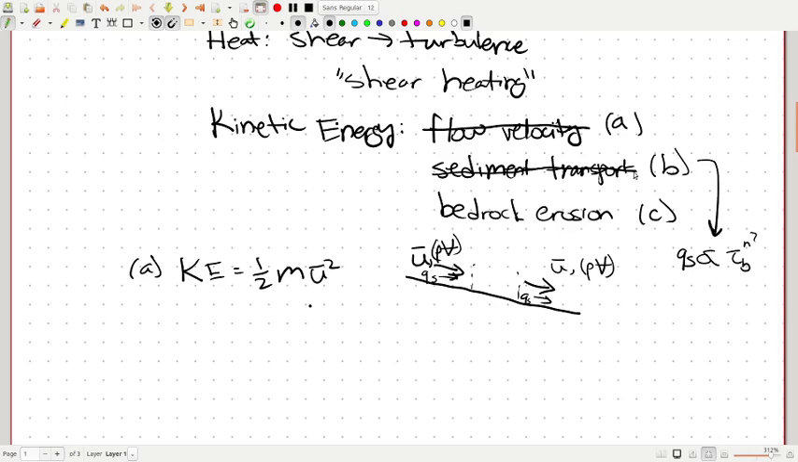However, bedrock erosion is a real possibility because anything that comes in that might have been eroded from the bed before, that's just part of the sediment transport term.